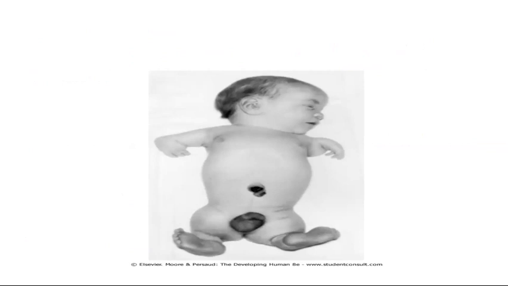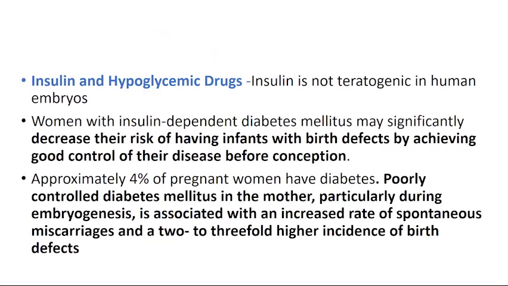This is amelia because of the nausea drug. The very common drug was thalidomide, and ultimately it was seen that thalidomide caused limb problems, and this is the case of a limb problem. Insulin and hypoglycemic drugs are not teratogens in human embryos.